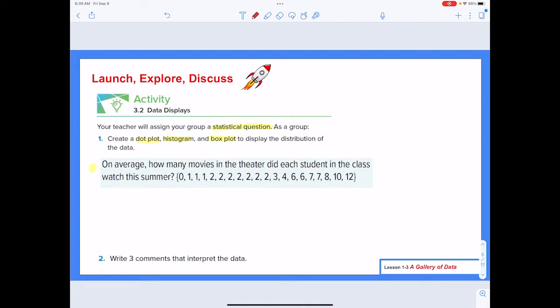All right, let's do the dot plot. We can see, first of all, we have the number 0. We have 1, 2, 3, 4, all the way to 12. So if I was to make a dot plot of this, first of all, let's draw a line. And we'll start at 0, and 1, 2, 3, 4, 5, 6, 7, 8, 9, 10, 11, 12, all the way to there. So we'll go 1, 3, 5, 7, 9, 11.